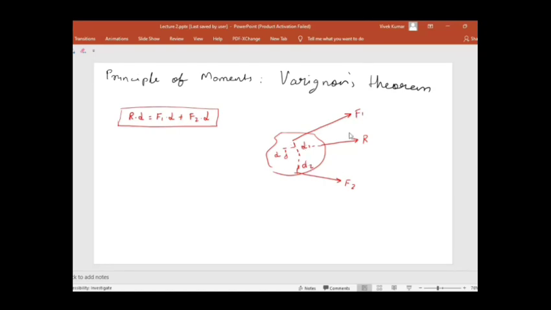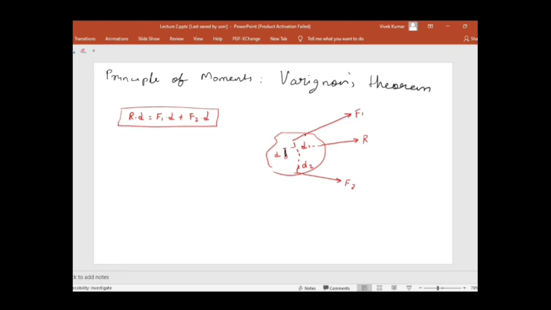So suppose F1 and F2 are the two forces and the resultant of these forces is R, and we want to find out the moment of these forces about this point, say, then R into D, R is this one, D is this distance, which I mark with the black color. So force into perpendicular distance, R D, is equals to summation of moments of its components about the same point.